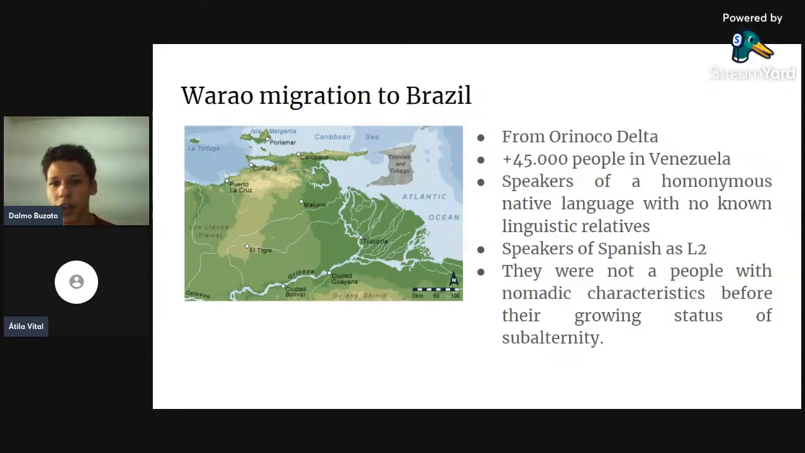They are speakers of a homogeneous native language with no known linguistic relatives. That means that this language is very different from other languages we have in the world, and some of them are speakers of Spanish as a second language. And talking about their cultural characteristics, they are not a people with nomadic characteristics, before the growing status of subalternity that made them migrate to other countries in South America, including Brazil.